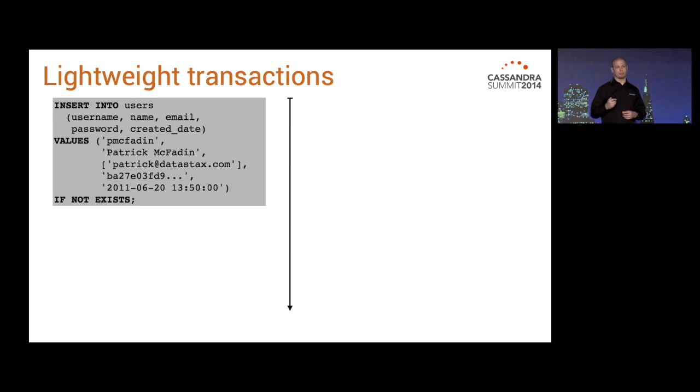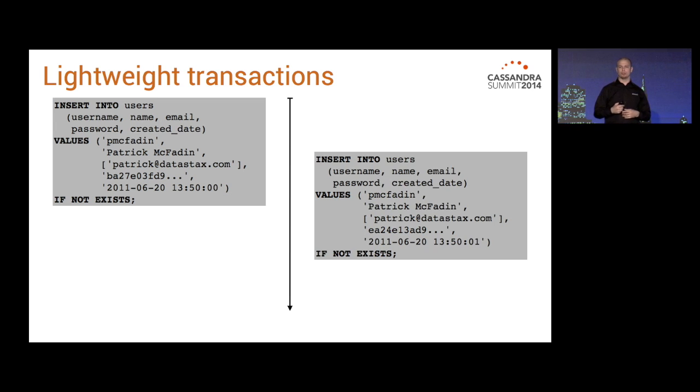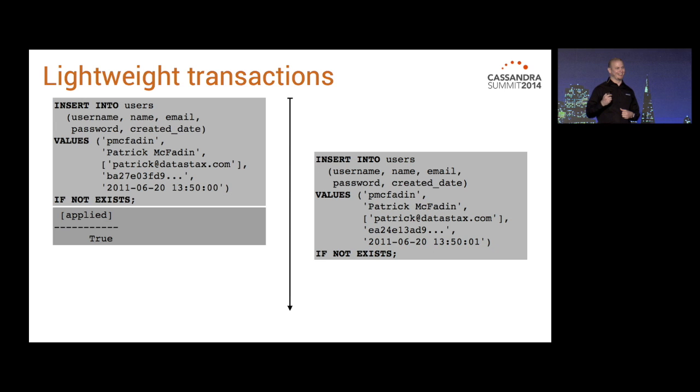Just to summarize really briefly, a lightweight transaction means that I can specify a clause at the end of an insert or an update. And I can say, only apply this if some condition holds true. So I can avoid race conditions on inserting a new user by saying if not exists. So even if I have 2 users concurrently trying to grab that prestigious Patrick McFadden account, then only one of them is going to succeed.